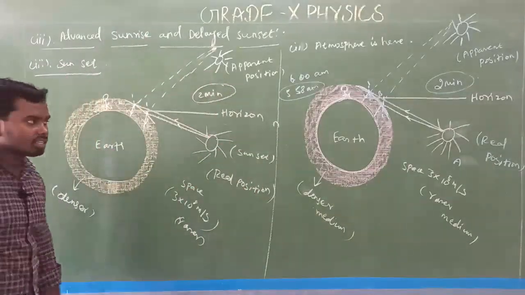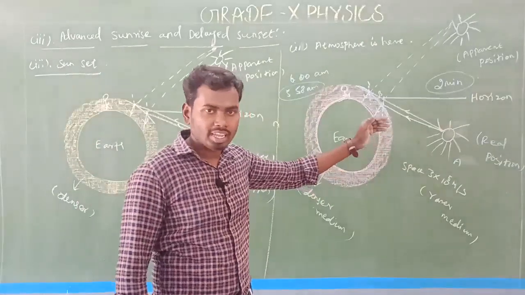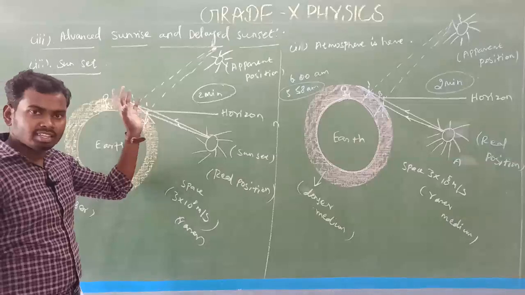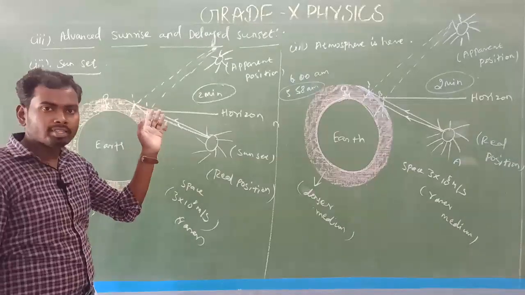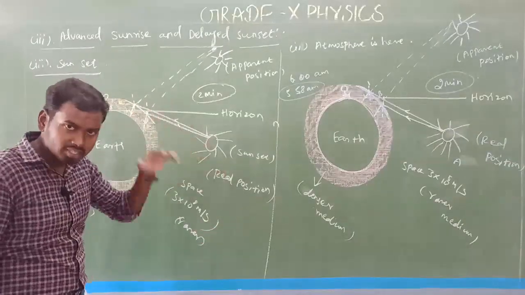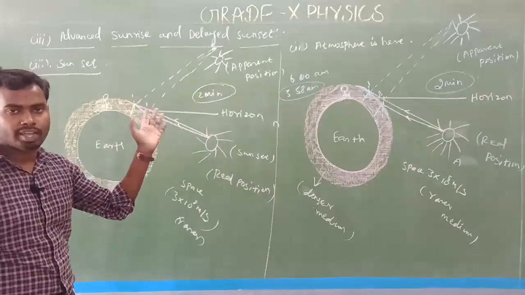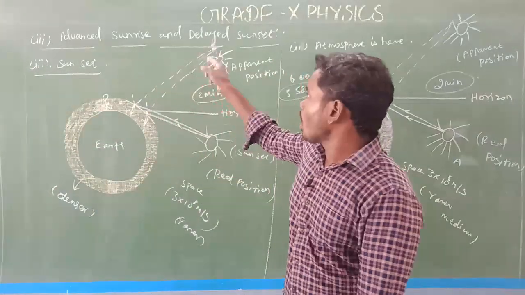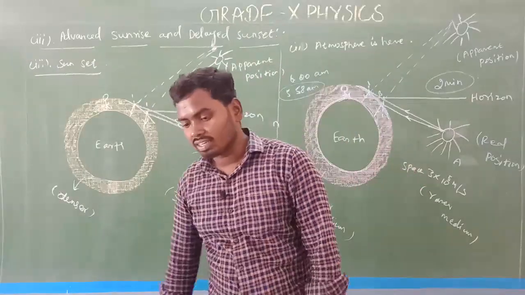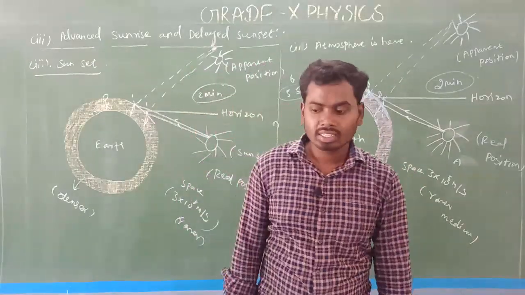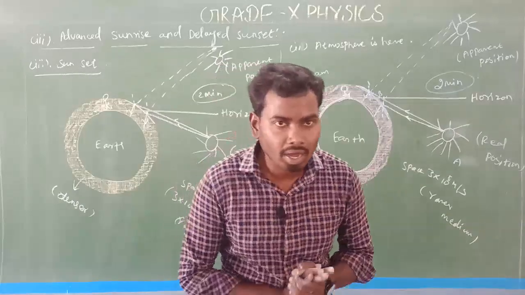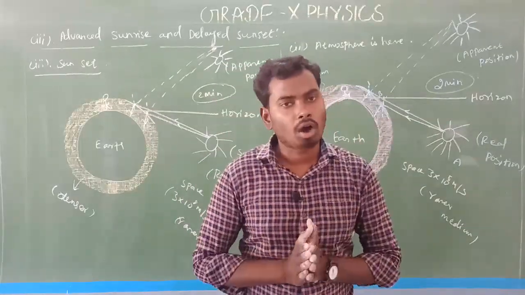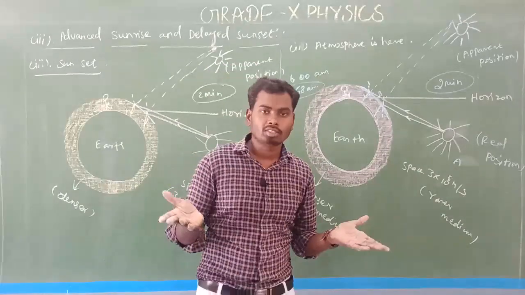Because here we can see the sunrise 2 minutes earlier, and we can see the sun's position 2 minutes after sunset. That is called advanced sunrise and delayed sunset. The advanced sunrise and delayed sunset happen due to atmospheric refraction. That's all. Very easy one.